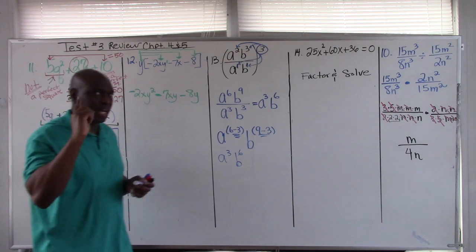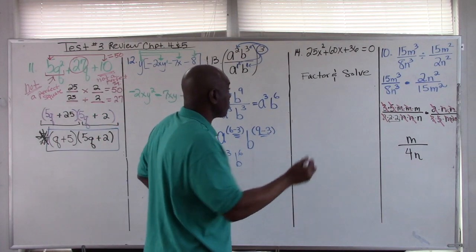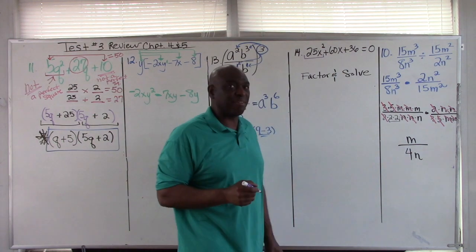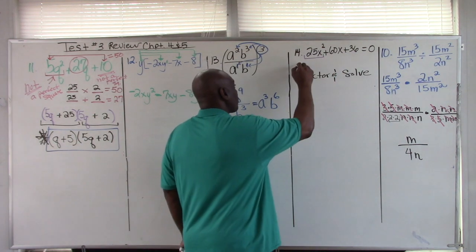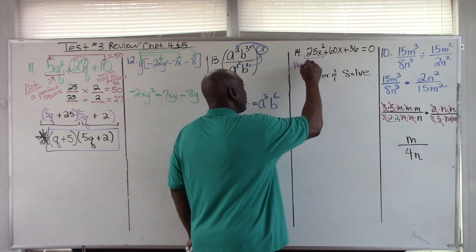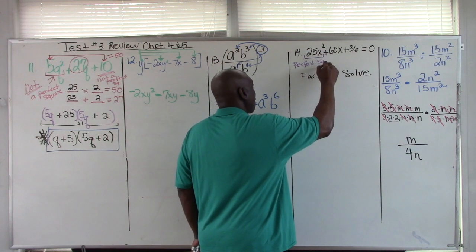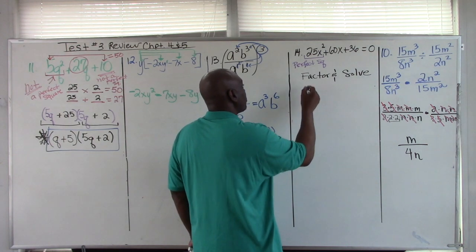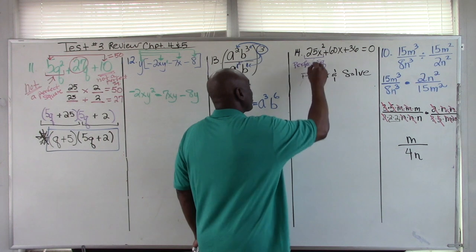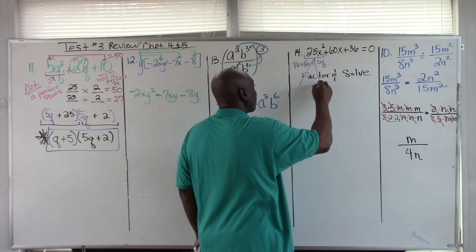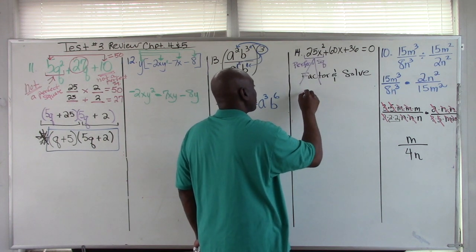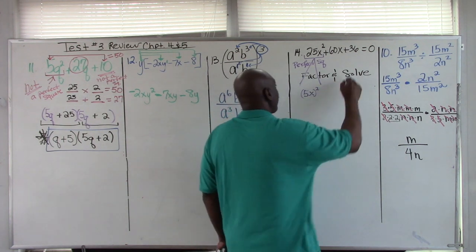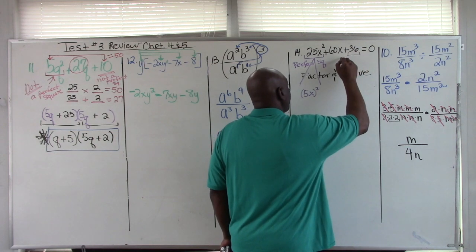However, in this case, 25x squared is a perfect square. It's perfect. And what makes it perfect is because 25x squared is 5x squared. 36 is perfect.